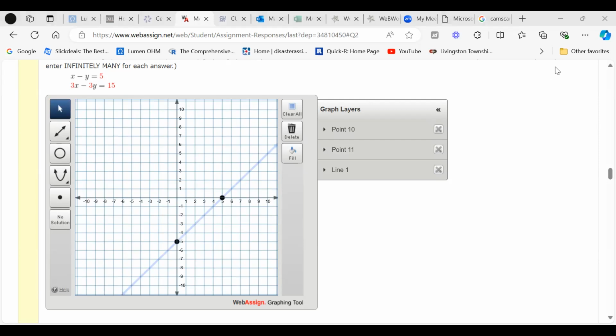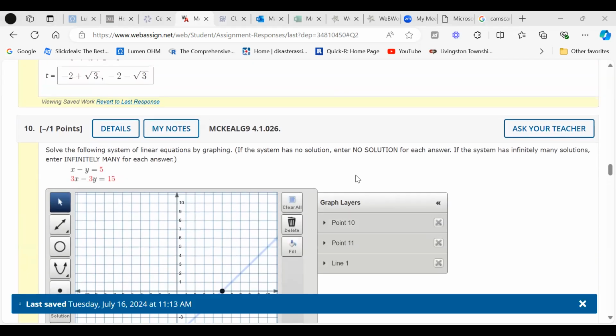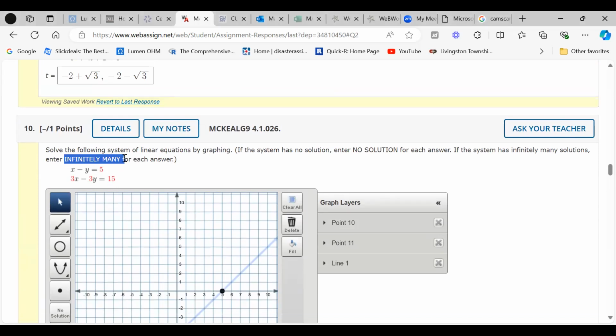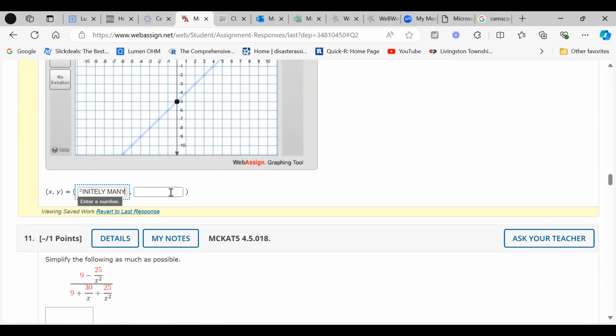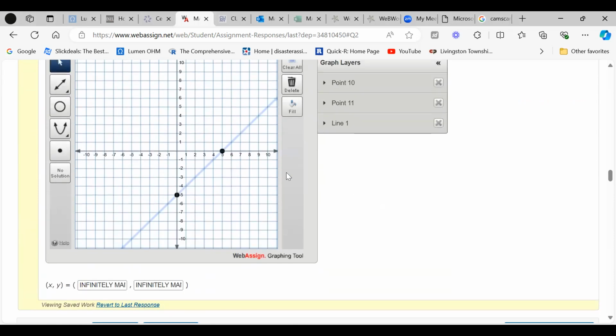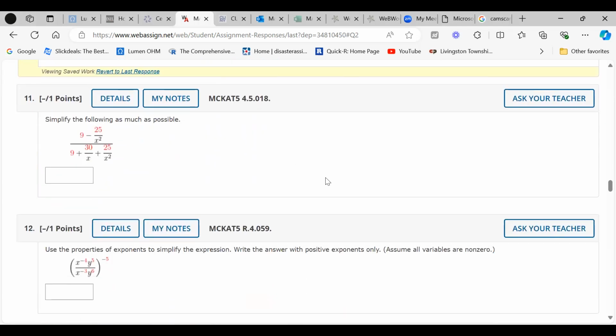Okay, so that's basically it, and then for the answer here, you're going to put in infinitely many, right? You're going to type in infinitely many for each answer box because they are basically similar. Infinitely many, infinitely many. Okay, any question about this? All right, let's look at question 11.